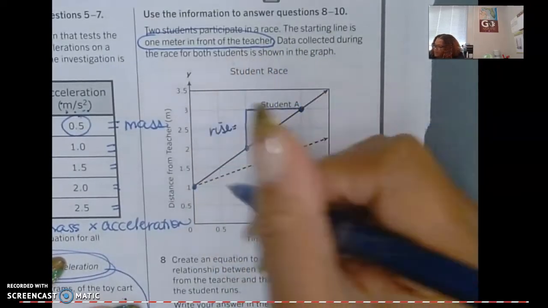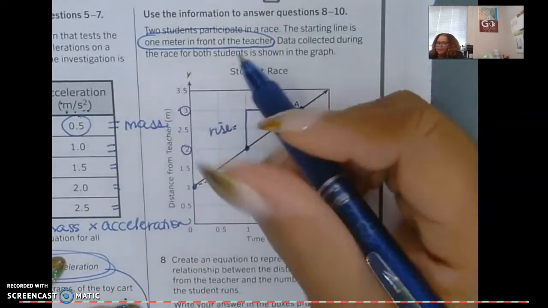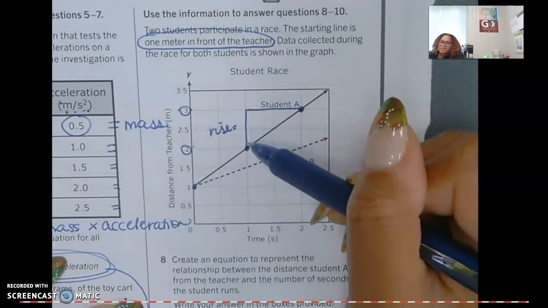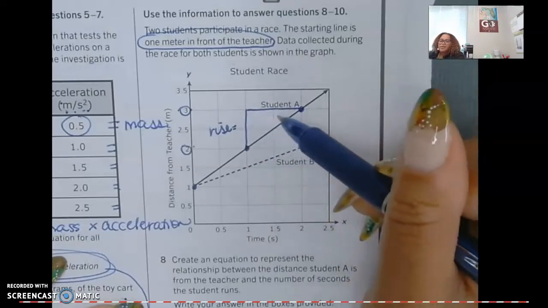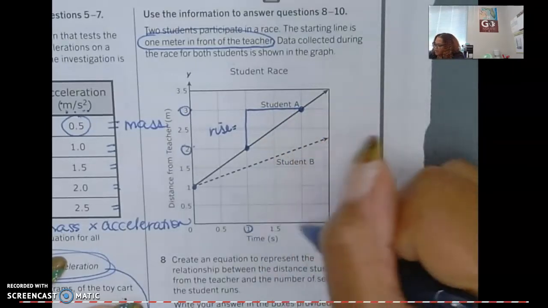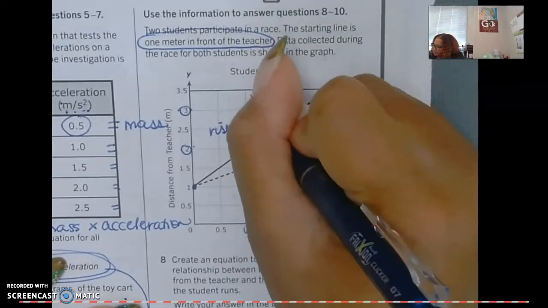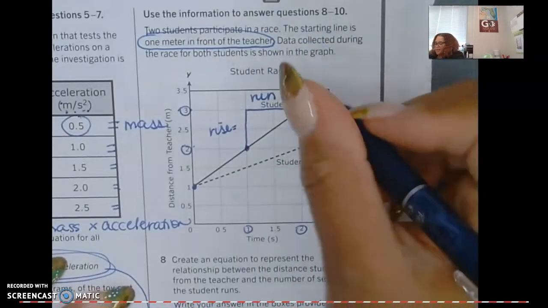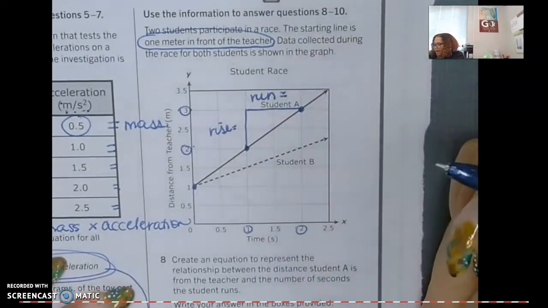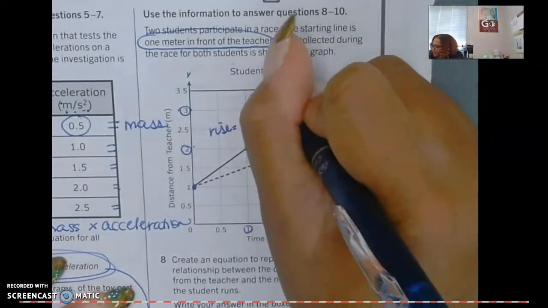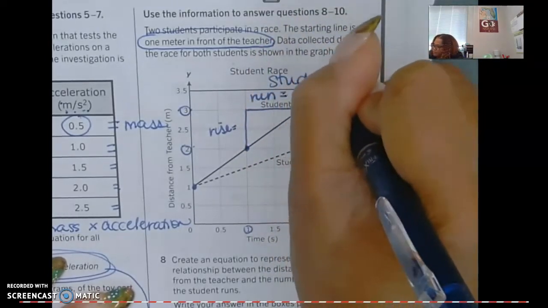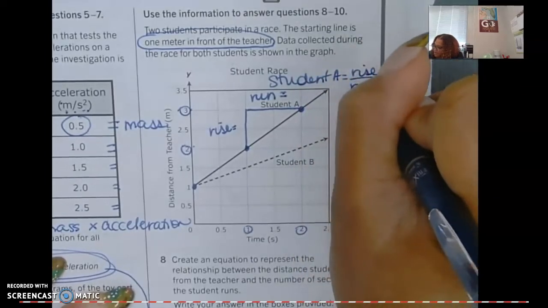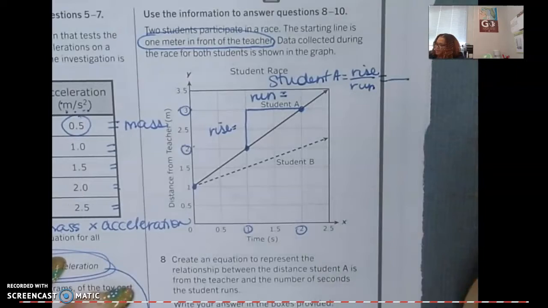Rise equals, this is going from 2 to 3. If you have $2 today and $3 tomorrow, how much money did you rise by? Then your run is from 1 to 2. If you have $1 today and $2 tomorrow, how much money did you run by? Then student A will have a rate of change of a rise over run, and it'll be a fraction, and you will simplify that fraction.